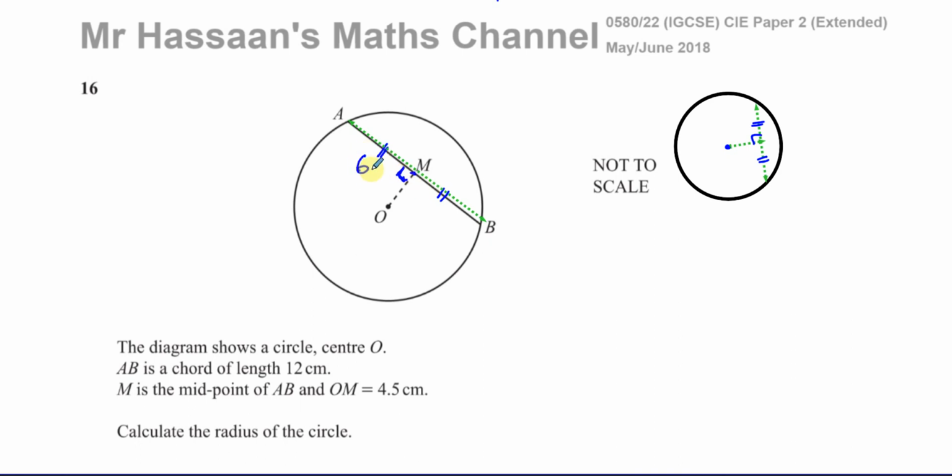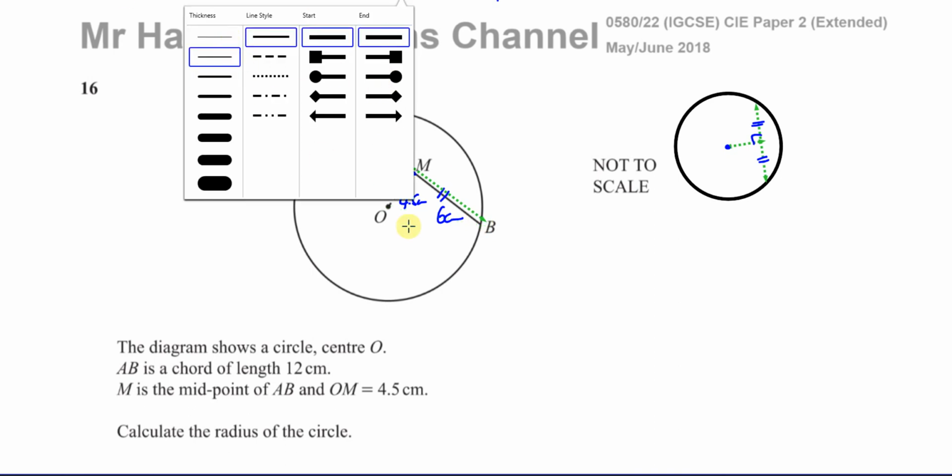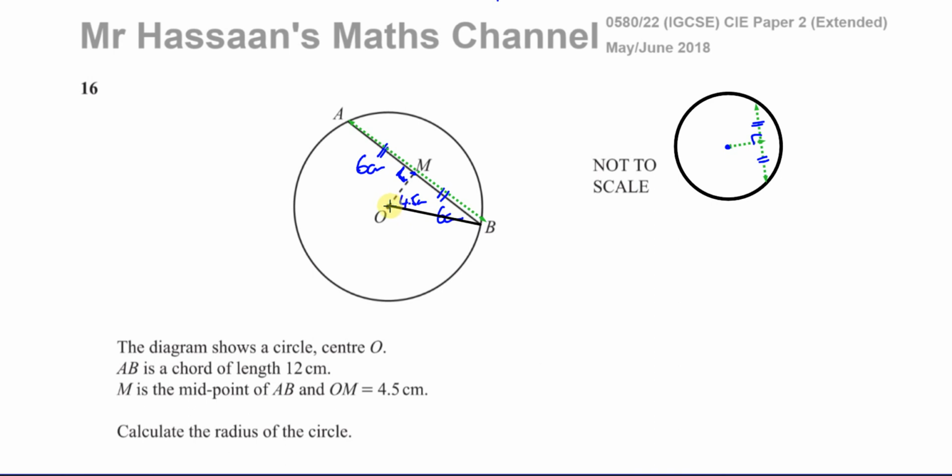I know that this is 6 centimeters, this is also 6 centimeters, and I know the line OM is 4.5 centimeters. And we have to find the radius of the circle. Now, the radius of the circle we can take as from O to B. Let me just draw it in a different color. So the radius of the circle would be O to B, or even O to A.